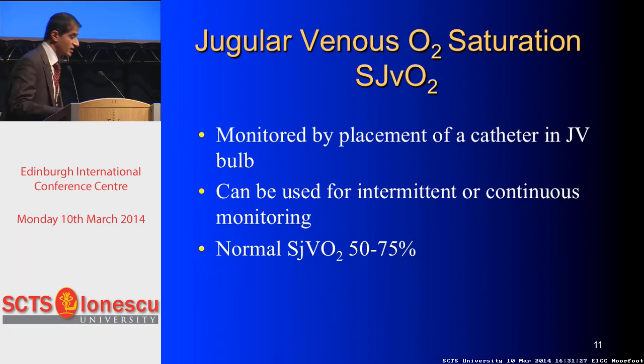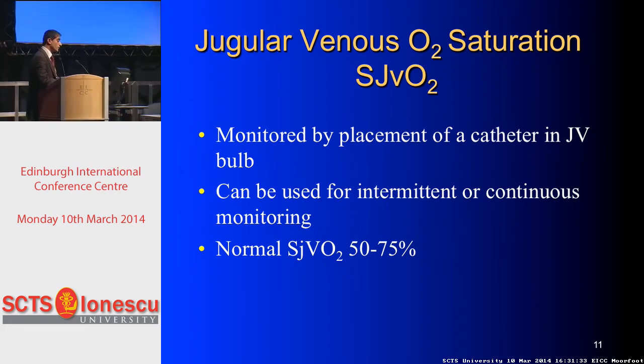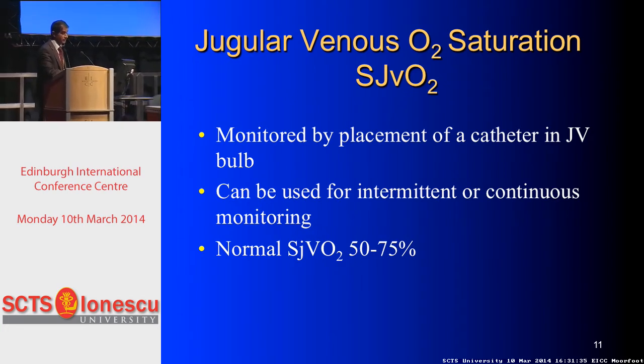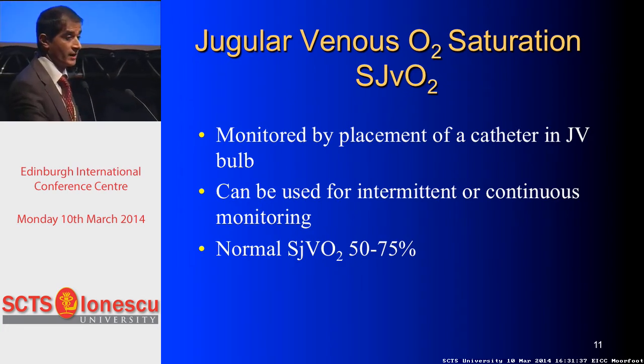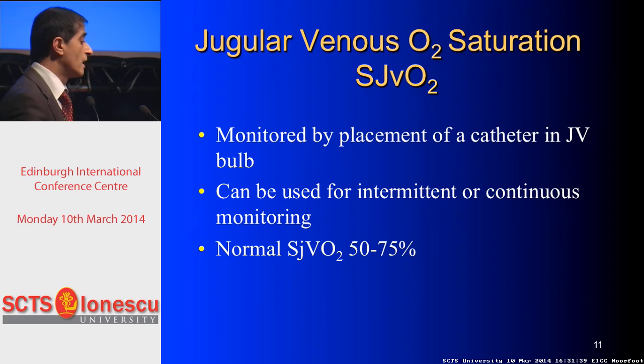Okay, now moving on to the jugular venous oxygen saturation. This is, like I said, the second most commonly used monitor in our institution. And we use it for monitoring mostly all our circulatory arrest patients, particularly patients having deep hypothermic circ arrest. The idea is to place a catheter backwards through the internal jugular vein into the jugular venous bulb, usually on the side which we use for central venous cannulation.